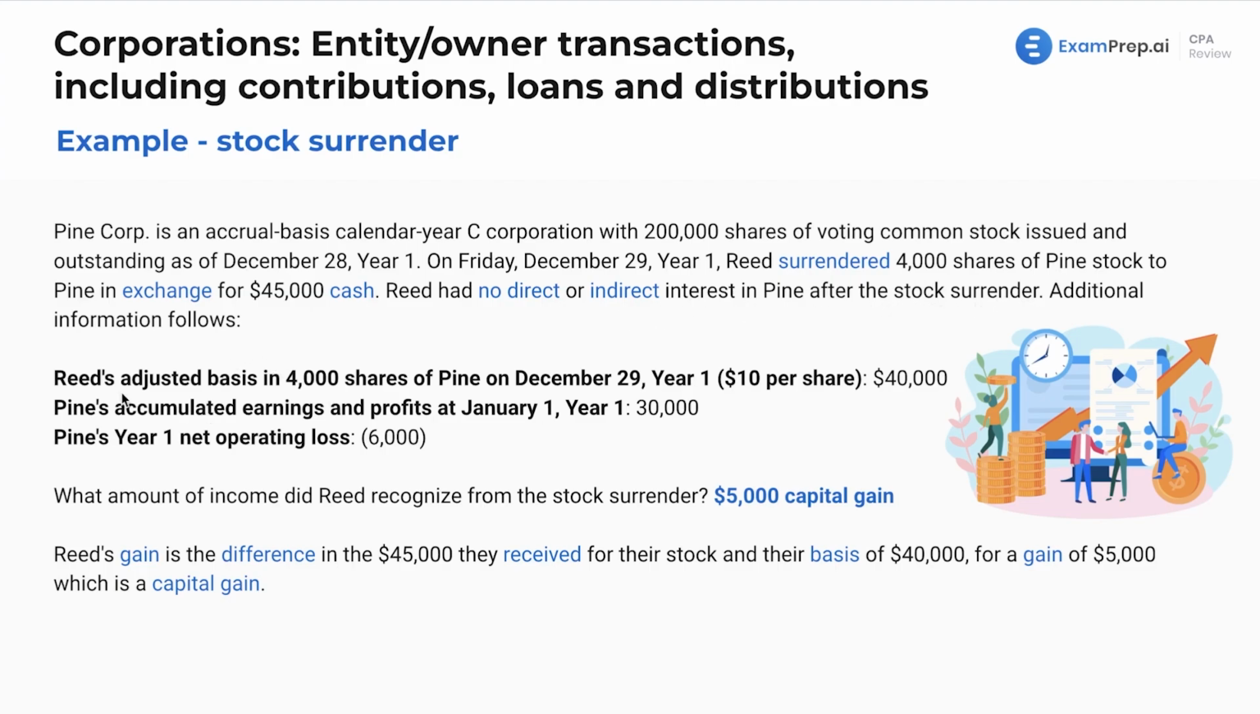Additional information is here, but let's read the question first. I always like to do that because some information may be a distractor. What amount of income did Reed recognize from the stock surrender? Great question. I'm glad you asked. Well, what is Reed's gain?